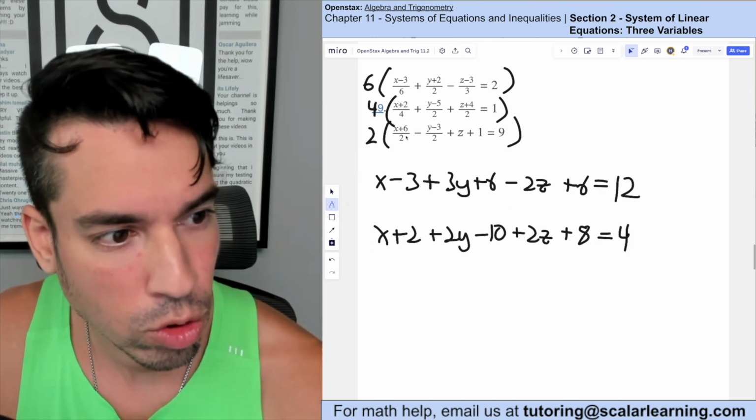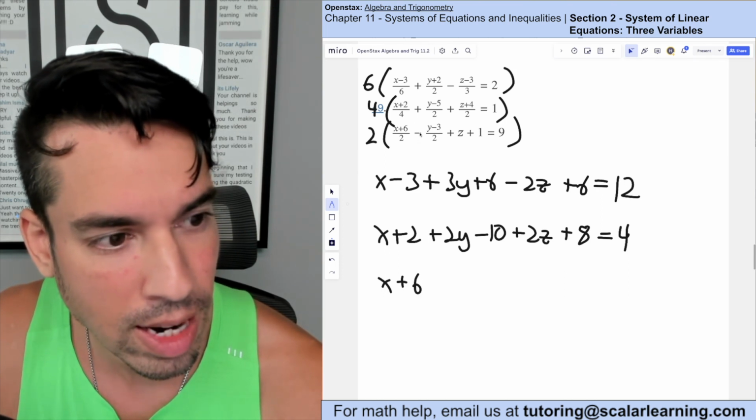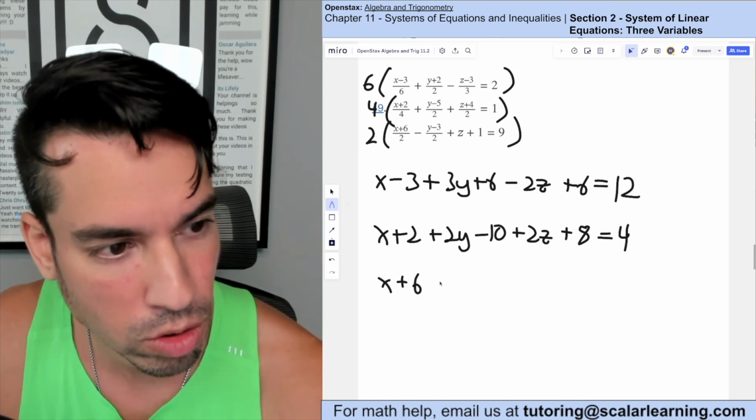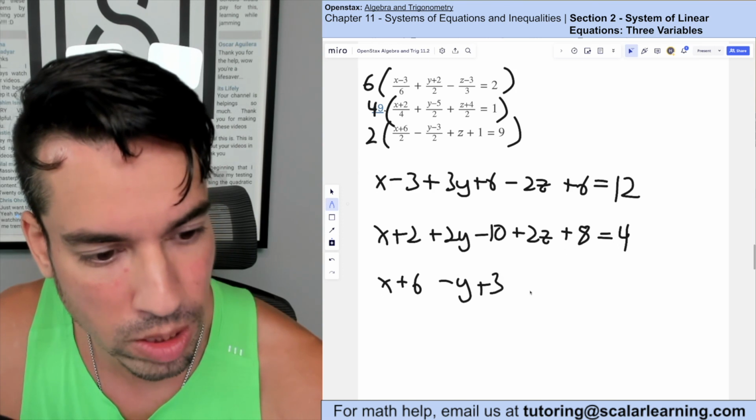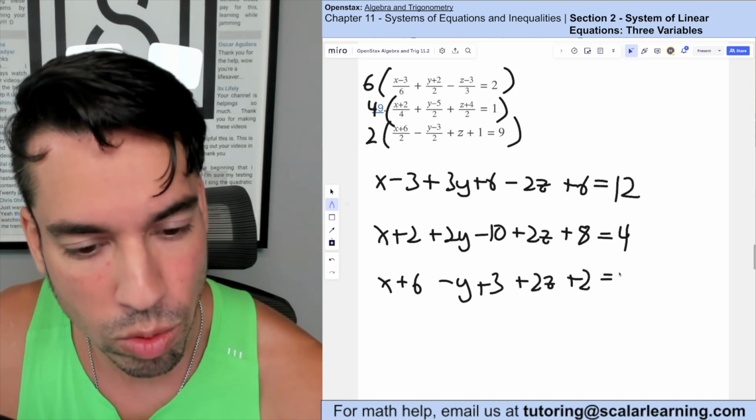Last one, the 2's are going to clear out those fractions. So we got x plus 6. And then that negative is going to distribute to both of those. So it's minus y plus 3. And then it's plus 2z plus 2 equals 18.